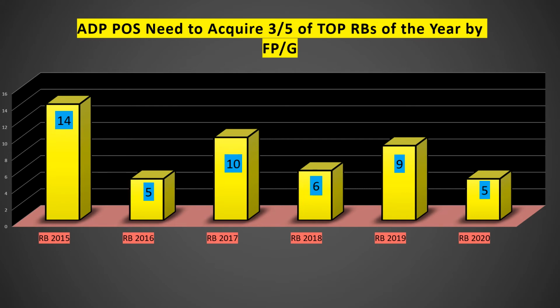So basically 3 out of 5, right? 60% of the RBs were in the top 5. But the other years, you're talking 30%, 14, 10, and 9 even. Okay, so much harder. So is 2021 going to be like 2020, or is it going to be like 2015?